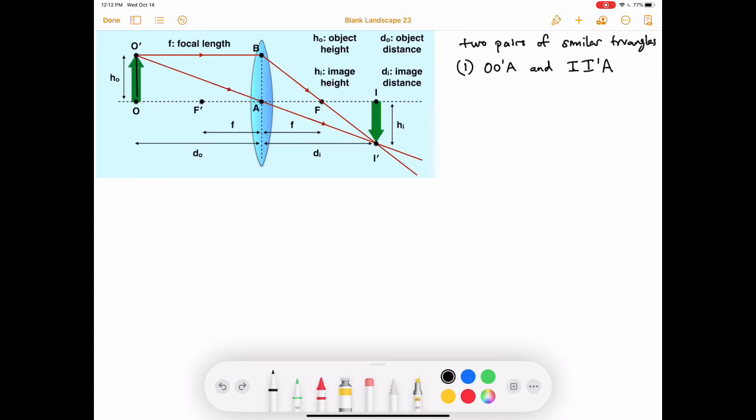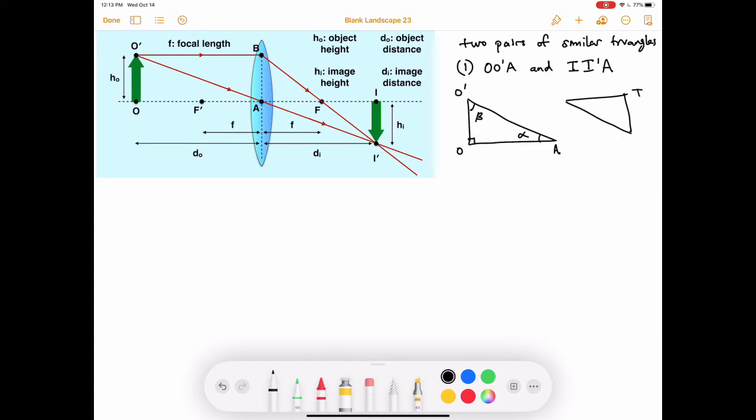And let's just copy them down on a separate area so we don't clutter the diagram up too much. So, okay, O O prime A is this guy. And there's a right angle here. And let's call this angle up here beta, and let's call this angle over here alpha. Okay. Now the other triangle that I pointed out was I I prime A.